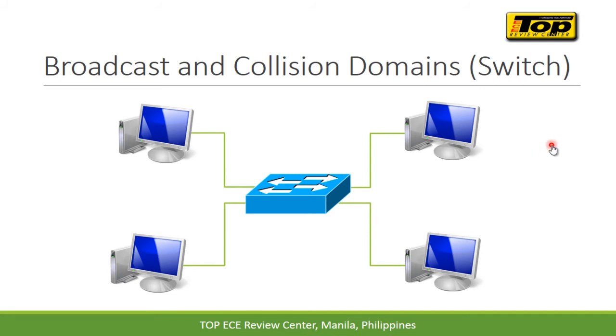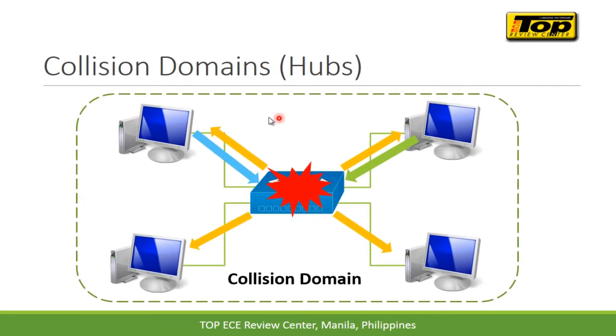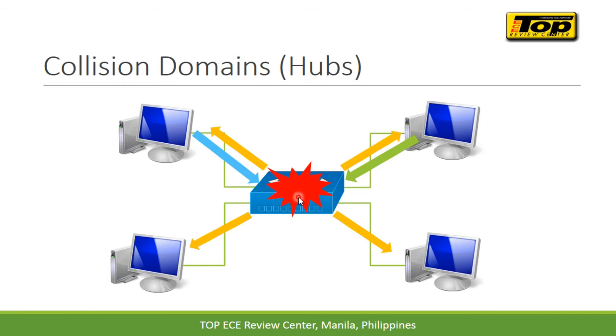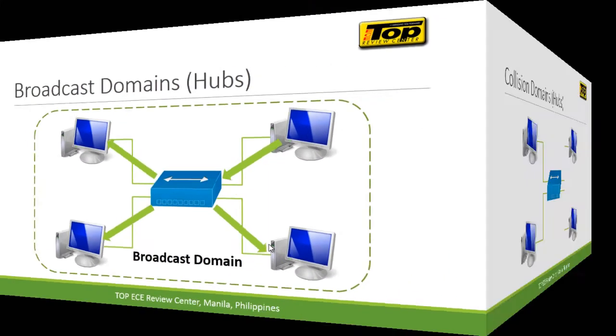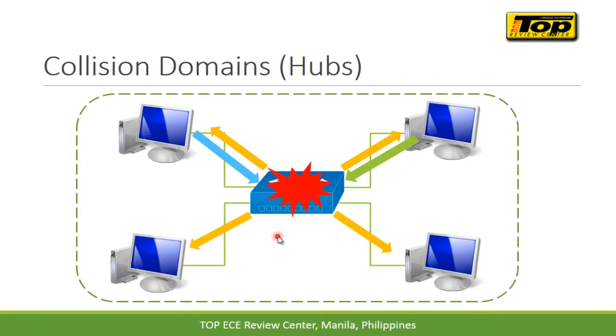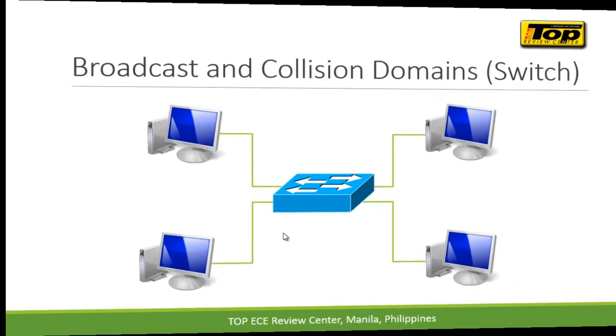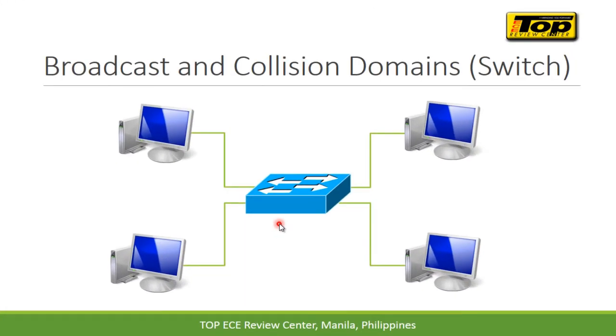Ito yung difference niya. Kung mapapansin nyo kanina, kung babalikan natin yung kanina, sabi natin yung hub may broadcast and collision domain. Ito ay isang broadcast domain. Tama? Balikan natin yung kanina ha. This is a broadcast domain, and at the same time, this is also a collision domain. Correct? Now, pagdating natin sa switch, this is a broadcast domain.